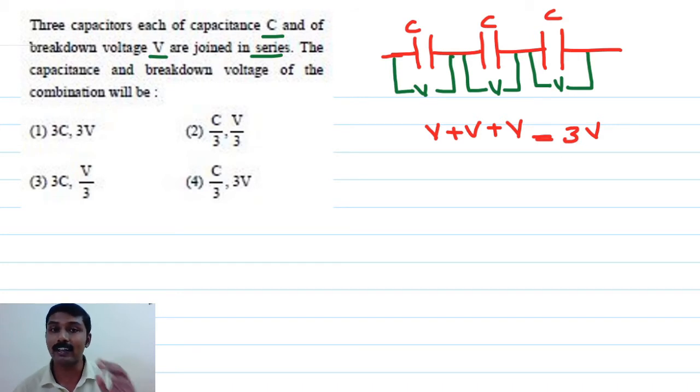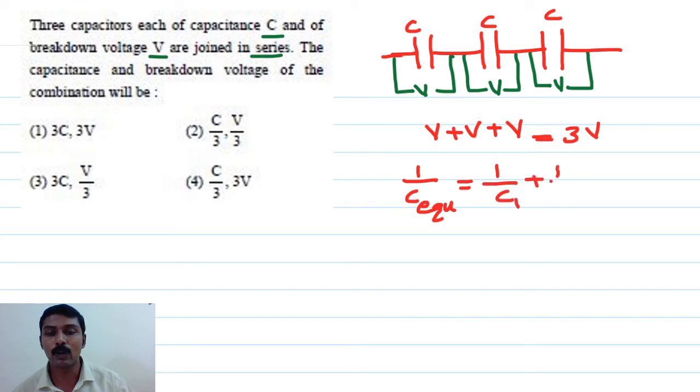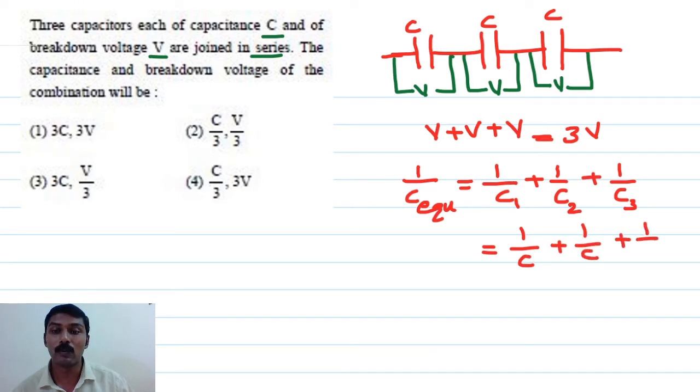Now since they are connected in series, the equivalent capacitance is given by 1 by C equivalent equals 1 by C1 plus 1 by C2. I should not write it that way, because all the capacitances are the same. So to formulate the equation, we'll write it as 1 by C1 plus 1 by C2 plus 1 by C3. After the substitution, this gives 1 by C plus 1 by C plus 1 by C.